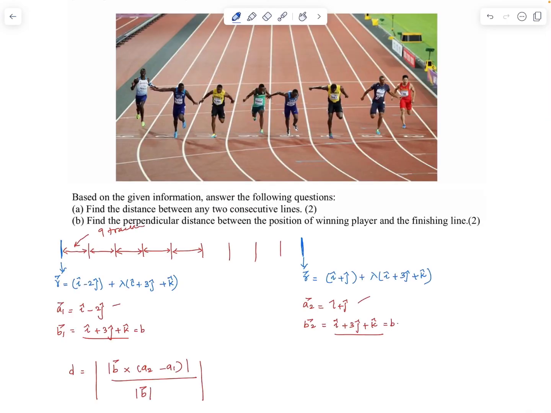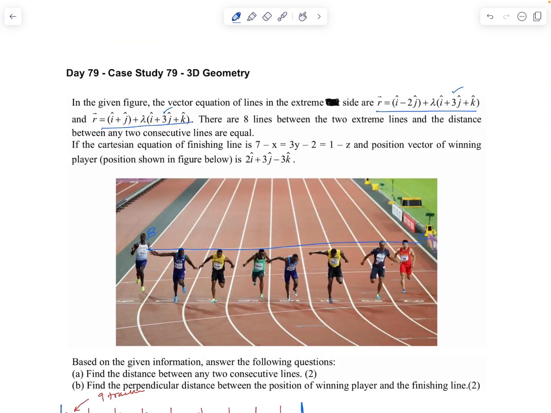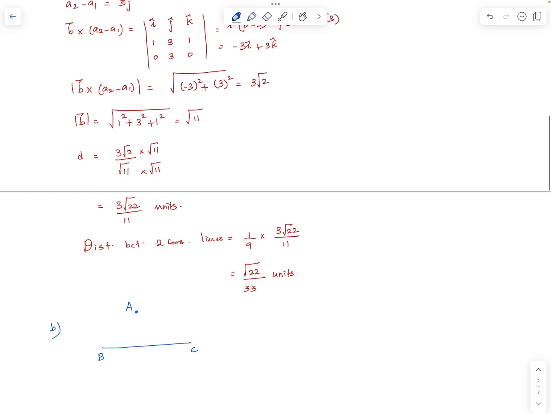Question B. Find the perpendicular distance between the position of the winning player and the finishing line. So in the diagram we see this is the finishing line. Let's call that as BC. Finishing line is BC. The position of the winner BA. If the Cartesian equation of the finishing line is given by this, and the position vector of the winning player is given by 2i plus 3j minus 3k.